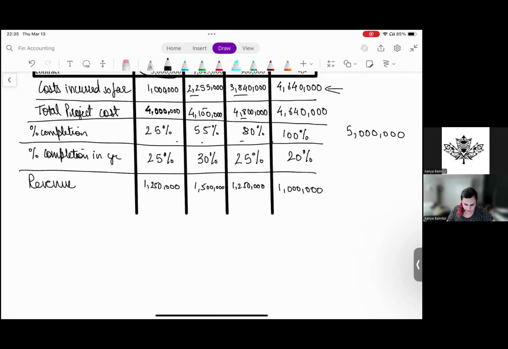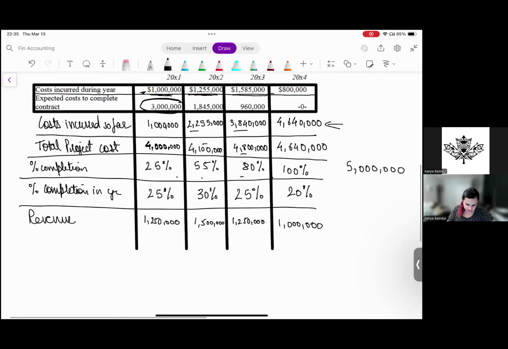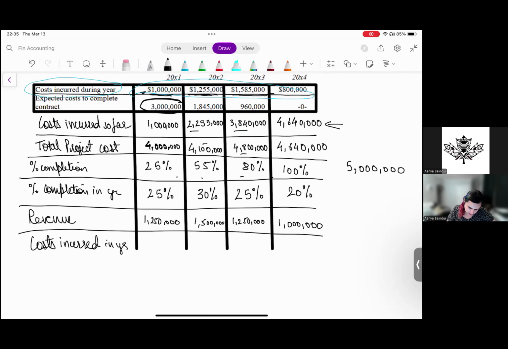Great. Now that we know the revenue, in order to find how much profit or loss we made for each of the years, we just have to subtract the costs incurred during the year, right? Which is this figure right here, the costs incurred during the year. So let's write down, I'm going to copy this exact table back here. Costs incurred in year: 1 million, 1,255,000.